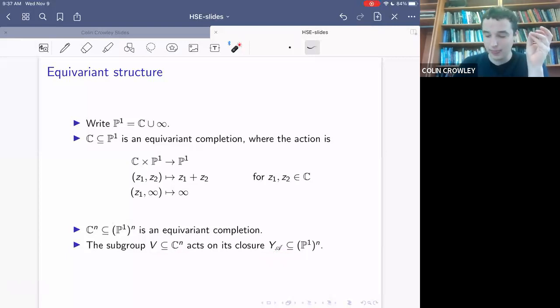So when you try to write down these varieties, it's quite simple. Like this Y is a set of vectors where the entries are complex numbers or infinity. And to act by an element of V, it's a very simple rule where you add coordinates, and two complex numbers add in the usual way, and any complex number plus infinity is infinity. It's quite satisfying to write out and very simple. Okay, so this is the definition and the equivariant structure.